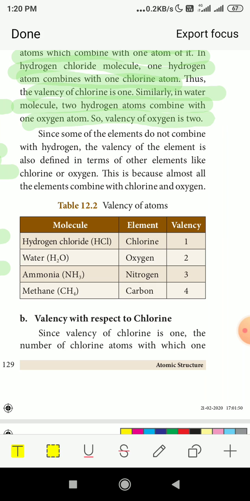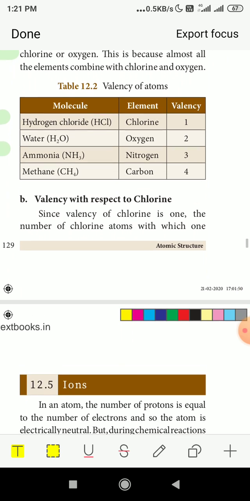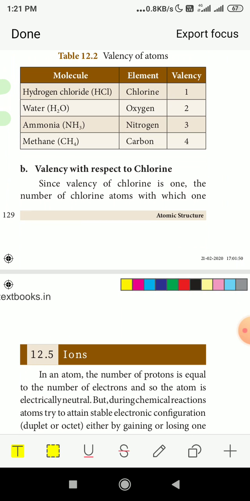Hydrogen chloride, 1: in that, chlorine's valency is 1. In water, the valency of oxygen is 2. Ammonia, the valency of nitrogen is 3. And in methane, the valency of carbon is 4. Understood? Now next, how to calculate the valency with respect to chlorine. Valency of chlorine is 1.